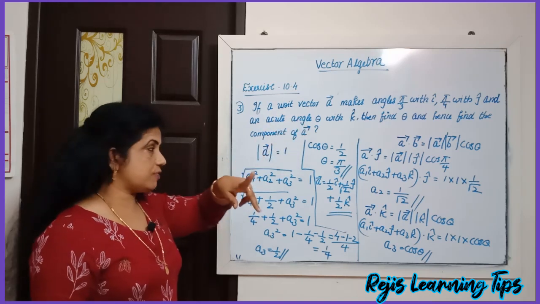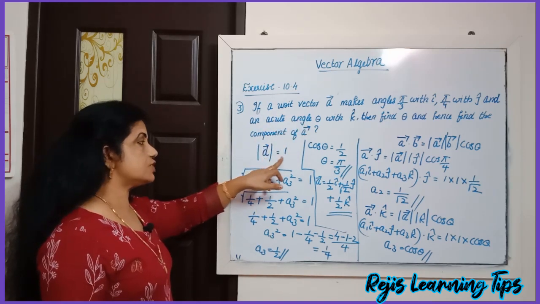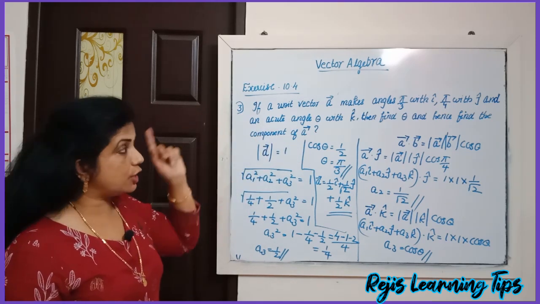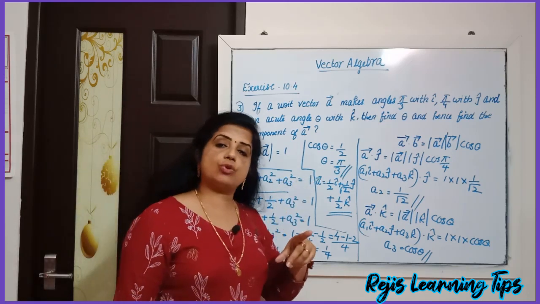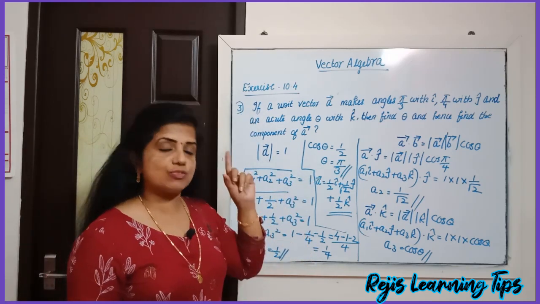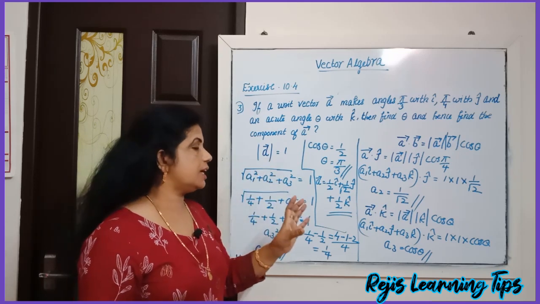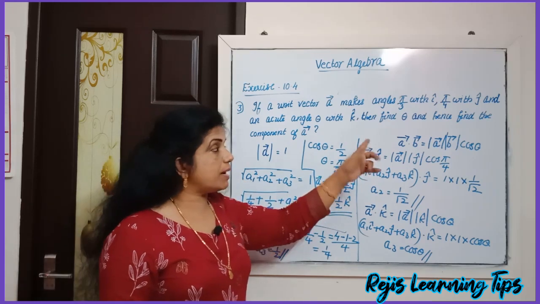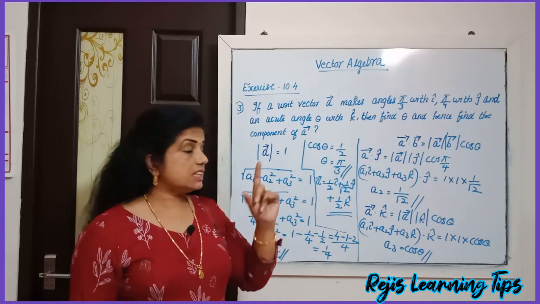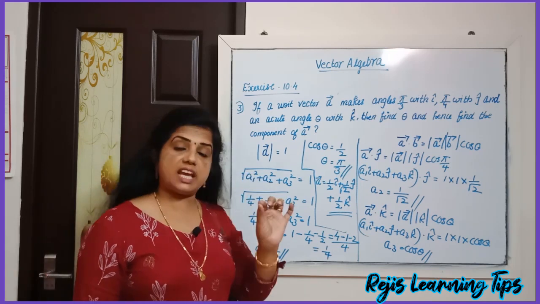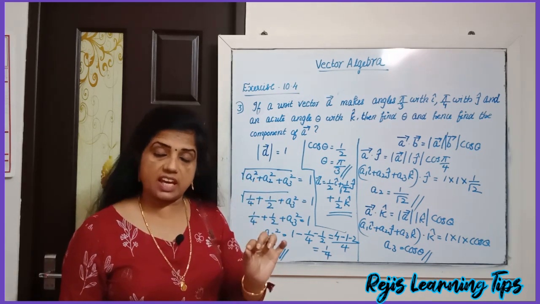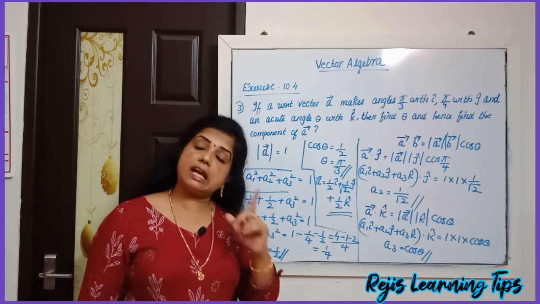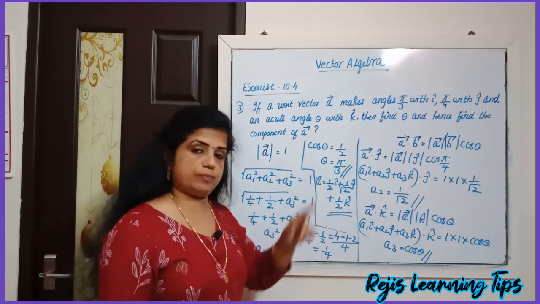Vector A is a unit vector, so we write modulus of vector A is equal to 1. Then it makes angle pi by 3 with i. Vector A dot i is equal to modulus of vector A, modulus of vector i into cos pi by 3. Then we get A1 is equal to 1 by 2. Then it makes pi by 4 with j. Vector A dot j is equal to modulus of vector A, modulus of vector j into cos pi by 4. Then we get A2 is equal to 1 by root 2.